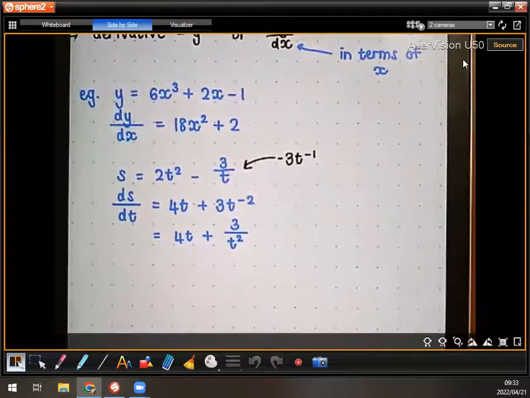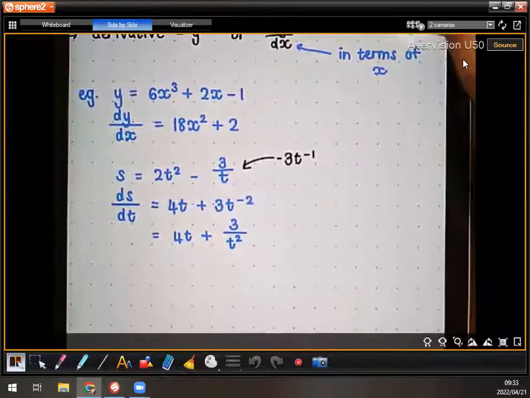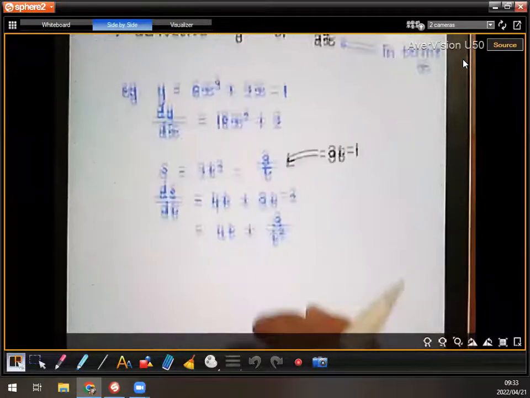Okay, that's the second notation, guys, the d over d thing. Then they can also ask it in this way.